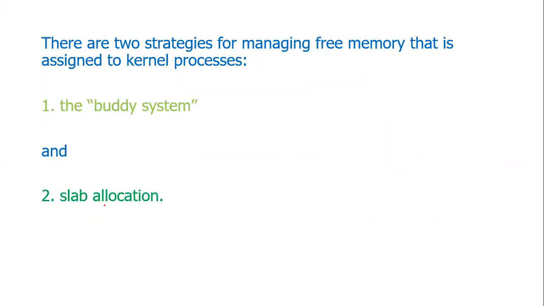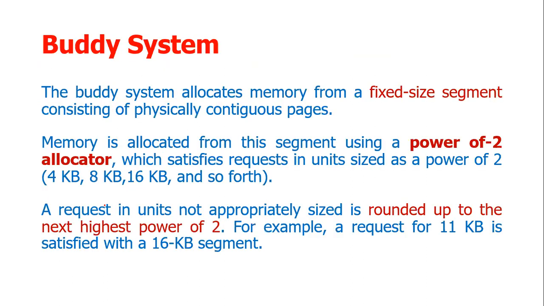There are two strategies for managing free memory that is assigned to kernel processes. The first one is the buddy system. The second one is slab allocation. First, we'll see what the buddy system is.